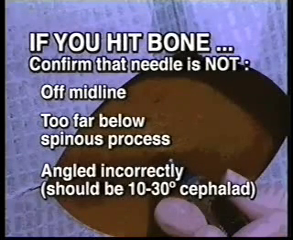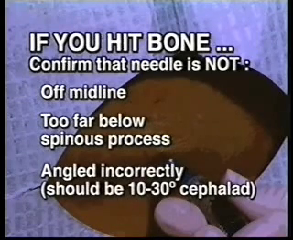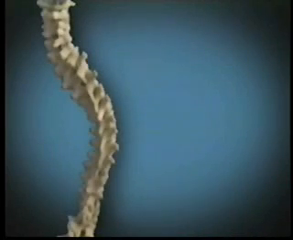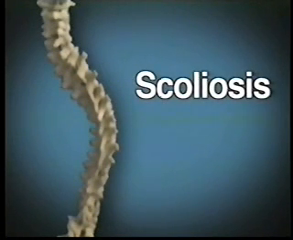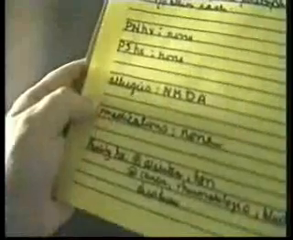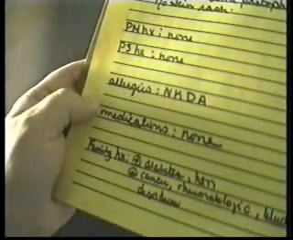If you are unable to ascertain the problem, withdraw the needle and start again. If you are still having difficulties, consider whether your patient has scoliosis. Lateral curvature or rotation of the spine can make an LP technically difficult. Confirm that the patient has had no back trauma or surgery that would require use of fluoroscopy.